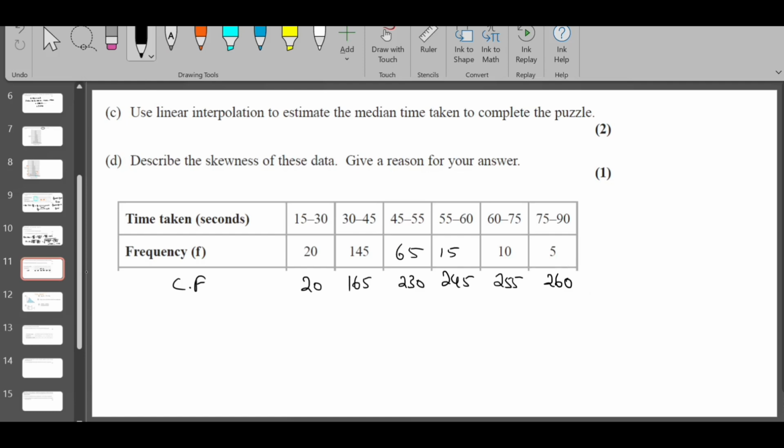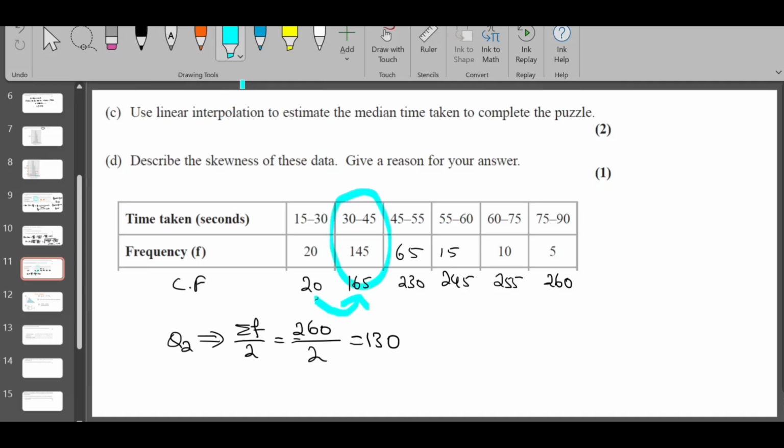Okay. Now to find the median Q2, you need to take sigma f divided by 2. So 260 divided by 2 is 130, and check where this 130 lies in the cumulative frequency. Anything above 20 and less than 165 lies in here, right? So 130 lies in here. So take the class interval. The class interval is 30 to 45. So your Q2 must be somewhere in between.